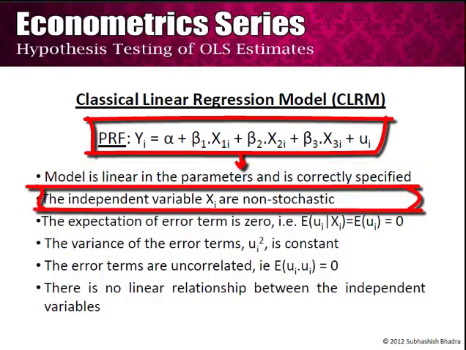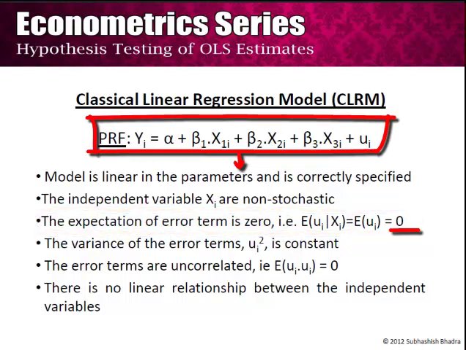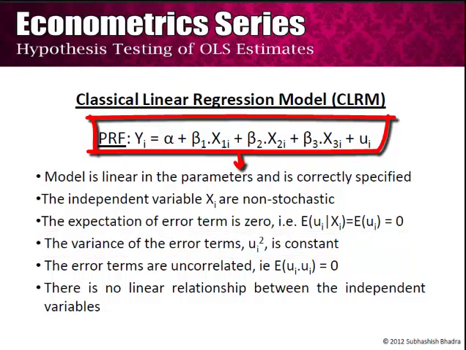Secondly, the independent variable xi's are all non-stochastic. That is, they are given already and they are not variables in the model. Thirdly, the expectation of the error term is 0. That is, expectation of ui equals 0, which also means that expectation of ui given xi equals 0. Fourthly, the variance of the error terms ui square is constant. That is, the variance does not depend on xi's, and for all values of xi, the error terms variance ui square is constant. This also means that there is homoscedasticity or that there is no heteroscedasticity.